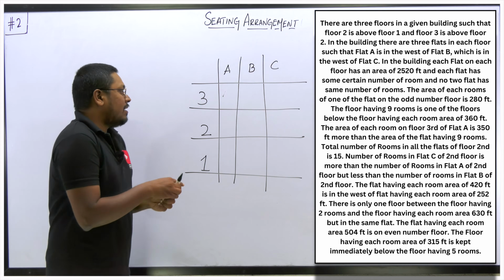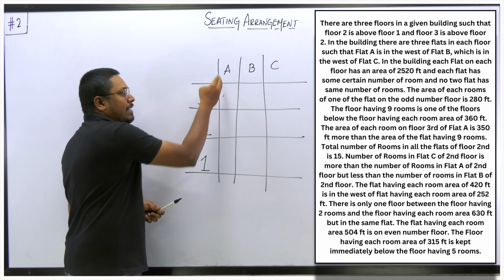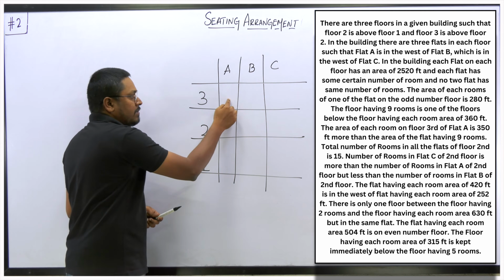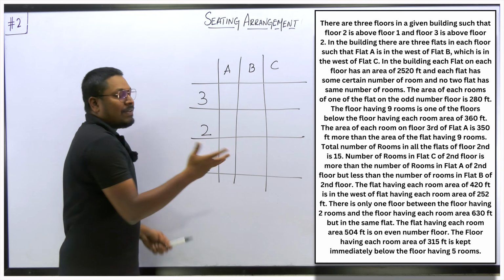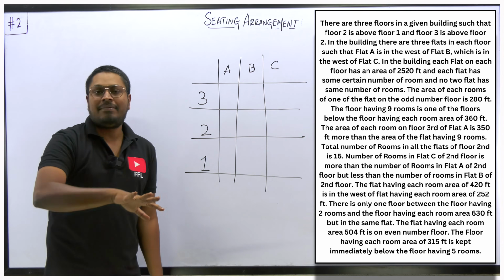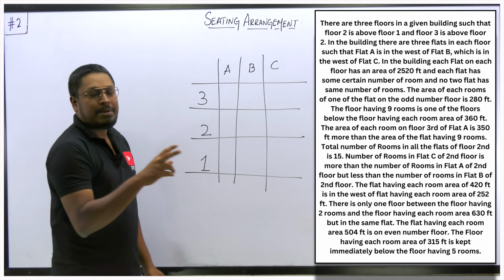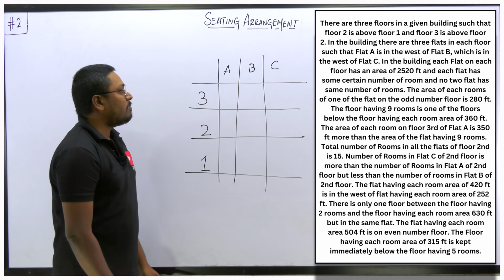For example, let me assume the 3rd floor flat A has 9 rooms. Then the remaining flats should not contain 9 rooms. They should have a different number of rooms. The same number of rooms is not repeated for 2 flats. So this is the point they have given.